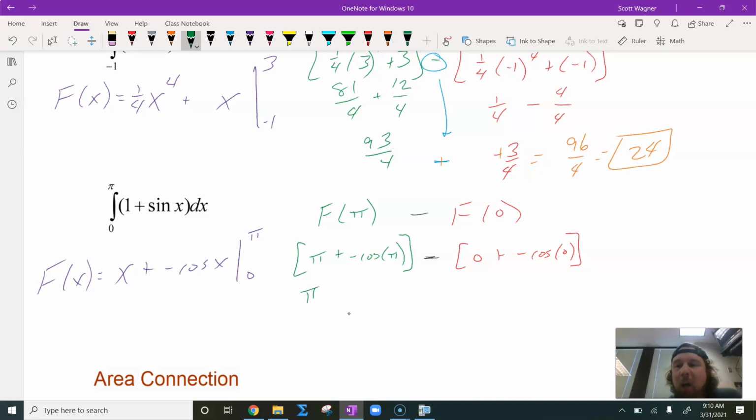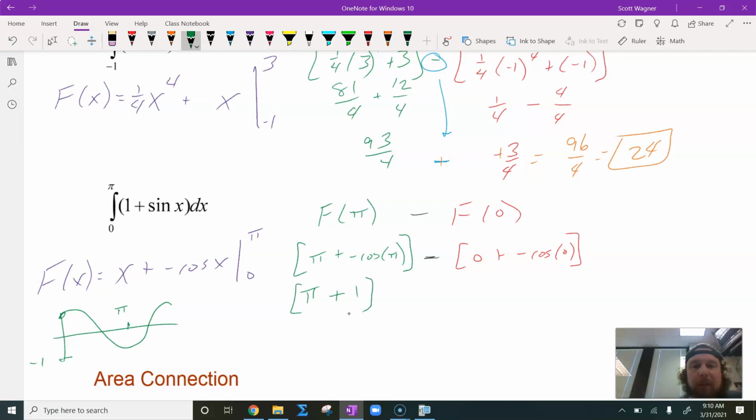You've got a cosine of pi. So you can go back to your rules of trigonometry. You can do a rough sketch of a cosine graph. The cosine graph starts at the tippy top and goes down. Pi would be right there in the middle, so you're down here at -1. But we're going to subtract that, so it's really going to be the opposite of -1, which is +1. So it's pi plus 1 for the green part.